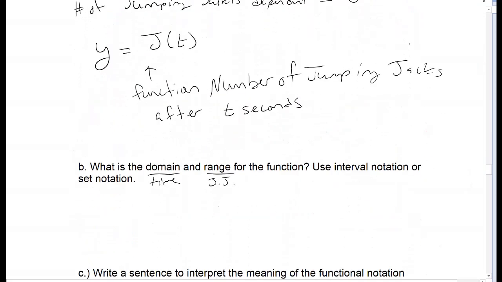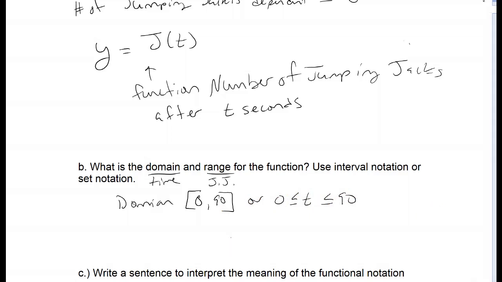And so for my domain, there are two ways you can write this. If you use interval notation, it's 0 to 90, including 0 and including 90. Or you can say time is between 0 and 90. Either one of those is fine. They mean the same thing. It means my t value is between 0 and 90, and I can have 0 and I can have 90. At 0 seconds I had 0 jumping jacks, and at 90 seconds I had 100 jumping jacks.